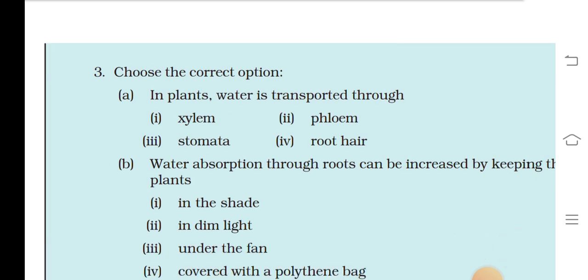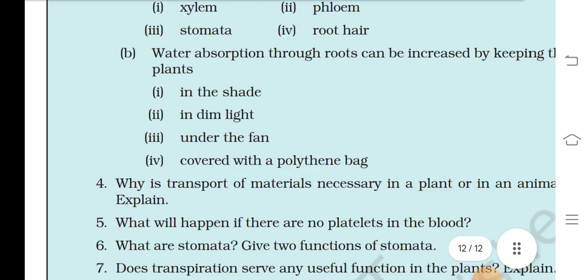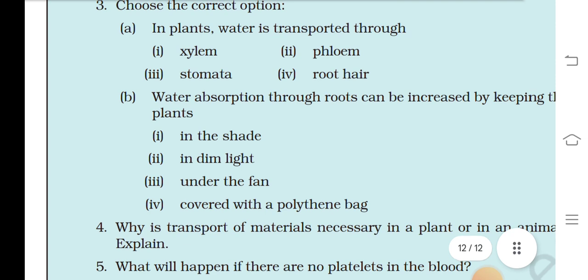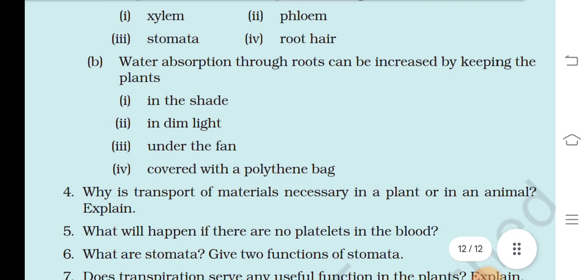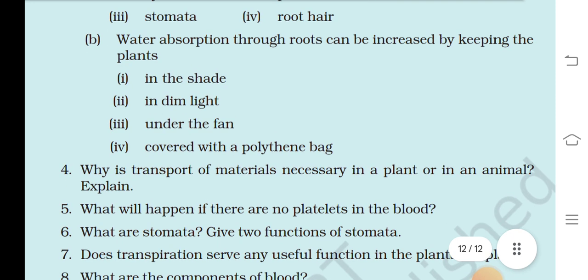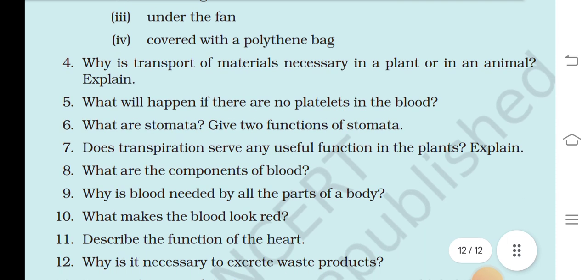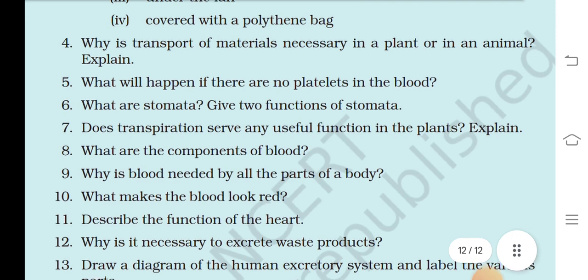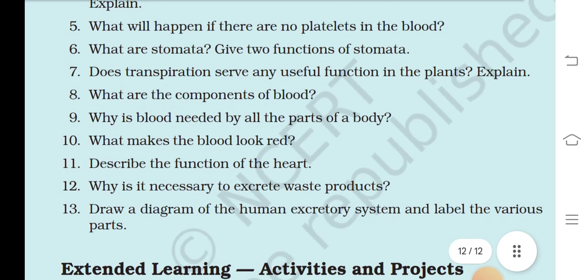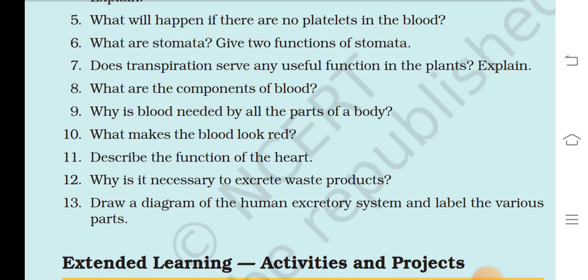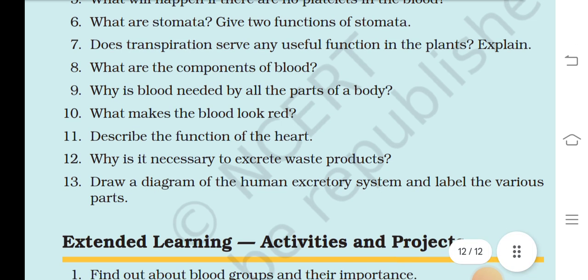Choose the correct option. In plants, water is transported through xylem. Water absorption through roots can be increased by keeping the plant in the shade, in dim light, under the fan, or covered with a polythene bag. Why is the transport of materials necessary in plants and in animals? Explain. What will happen if there are no platelets in the blood? What are stomata? Give two functions of stomata. Does transpiration serve any useful function in the plant?